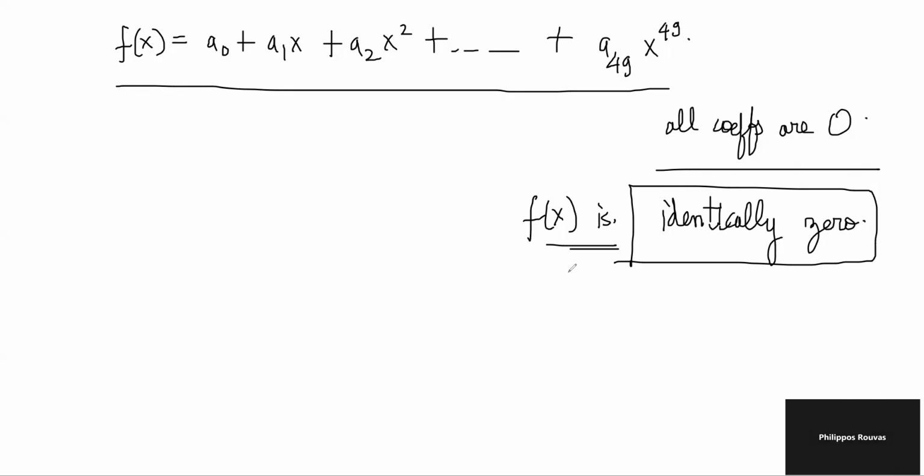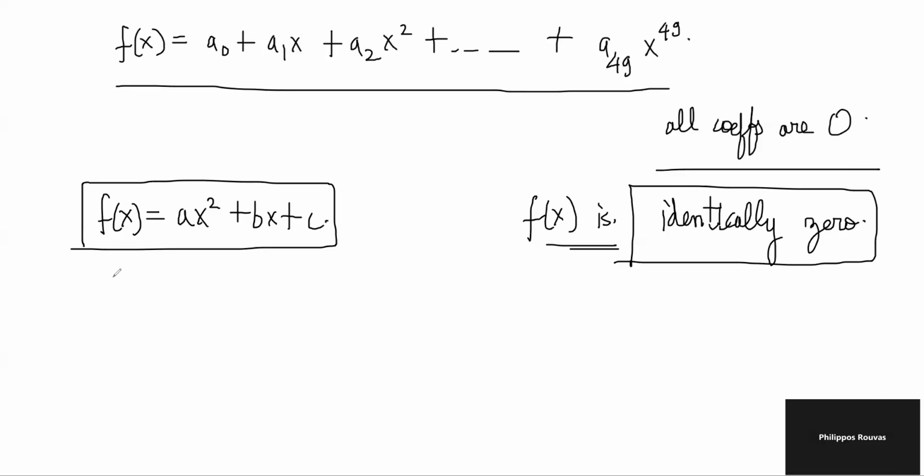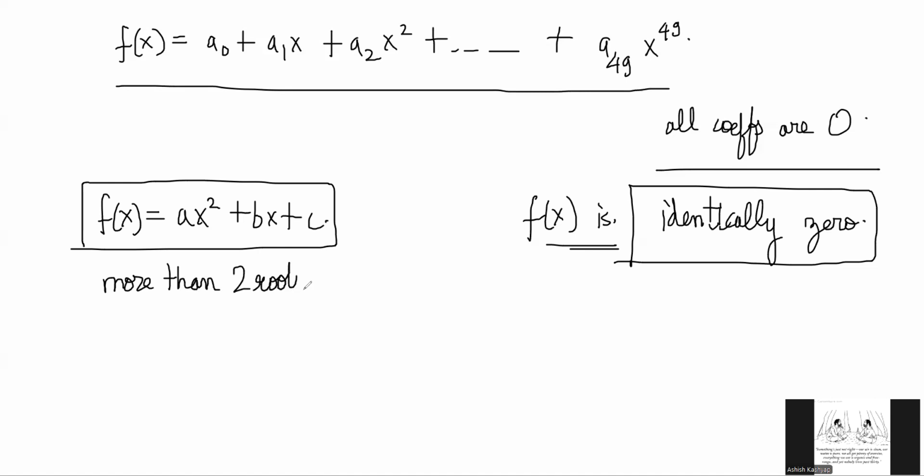Yes. But how can we say that a polynomial is identically 0? Suppose you have a quadratic. When can you say that the quadratic is identically 0? When it has more than two solutions. Correct. More than 2 roots, right?